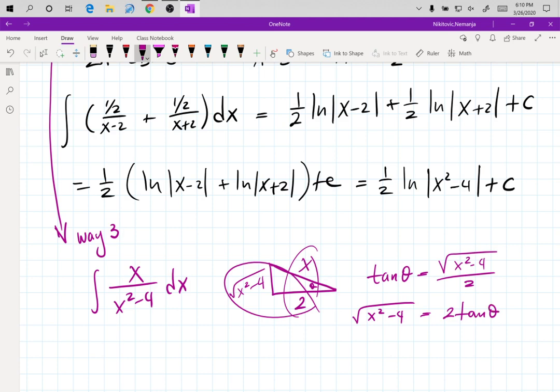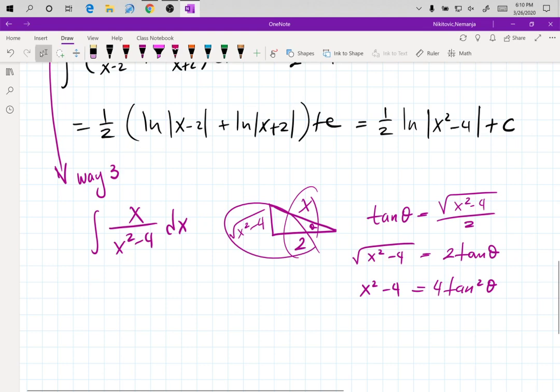And when I square both sides to lose the square root, because I don't have a square root in the problem, right? I square both sides to kill that. I just get 4 tangent squared theta. Now this equation is going to be a cosine of theta. Cosine of theta is going to be 2 over x. I need to solve this for x, which is going to be 2 over cosine, which is 2 secant theta.